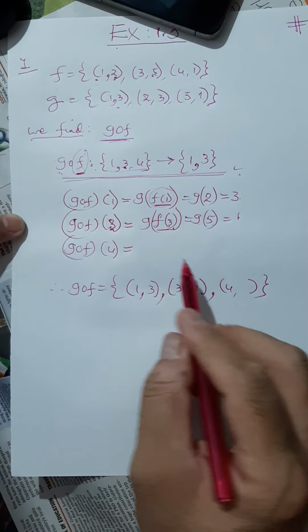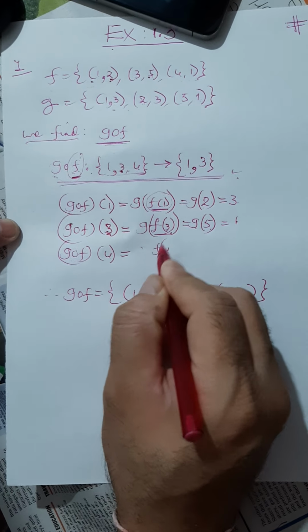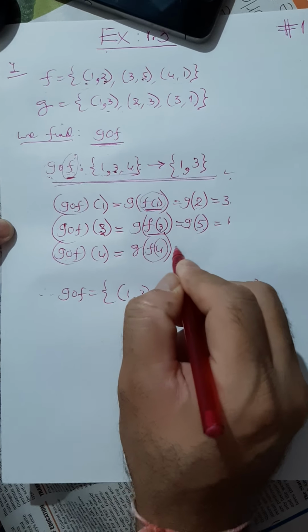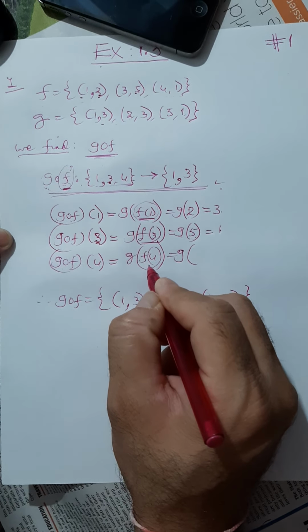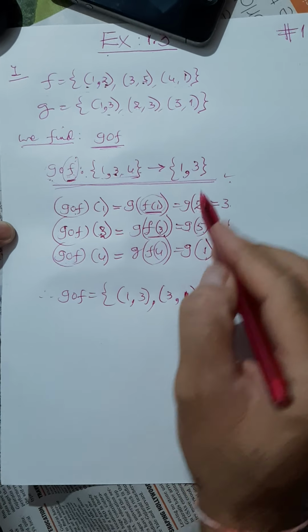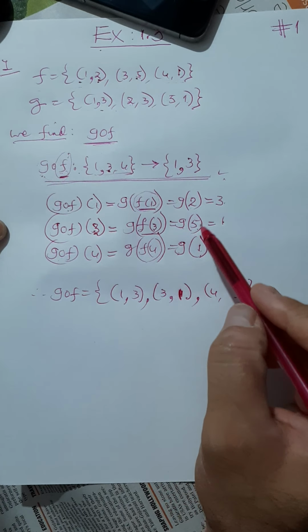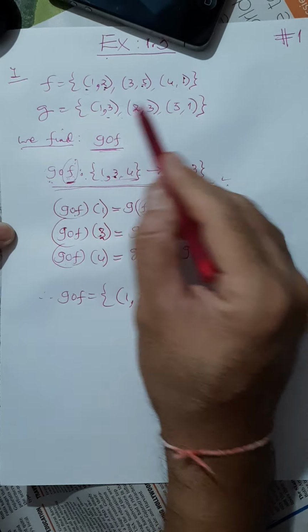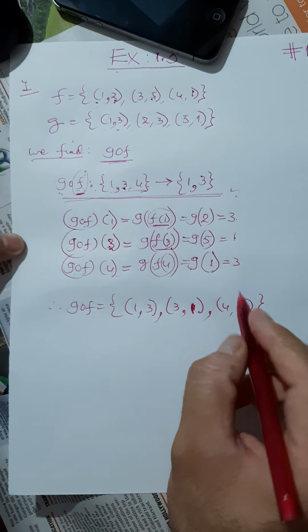Now next g of f at 4. So on 4 you apply f first and then g. What is f of 4? f of 4 is 1. Now on 1 you are going to apply g. So what is g of 1? It is 3. So 4 is associated with 3.